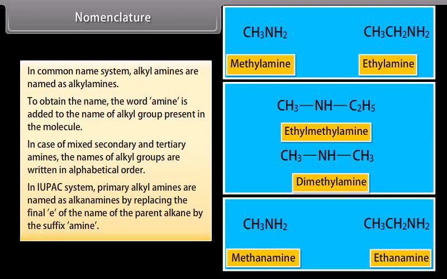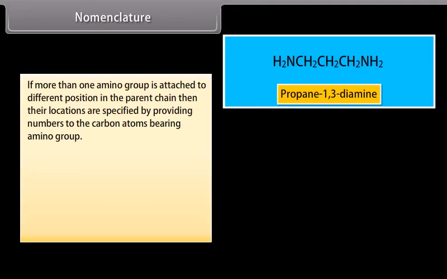In IUPAC system, primary alkyl amines are named as alkanamines by replacing the final E of the name of the parent alkane by the suffix amine. If more than one amino group is attached to different position in the parent chain, then their locations are specified by providing numbers to the carbon atoms bearing amino group. The letter E of the hydrocarbon part is retained.